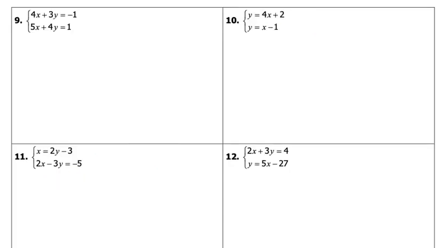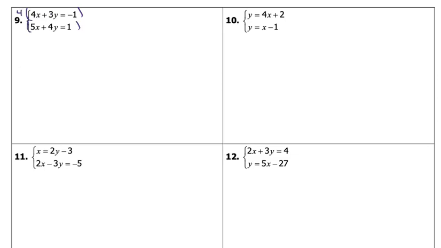Okay, so here for number 9, I have 4x plus 3y equals negative 1, and I have 5x plus 4y equals 1. And I notice right off the bat that the 4's and 5's don't line up, and the 3's and 4's don't line up. So what I'm going to do is multiply the top by one coefficient, and I'm also going to multiply the bottom by a different one. So let's say we want to get rid of the y's. So I'm going to multiply the top by 4, and then I'm going to multiply the bottom by 3.